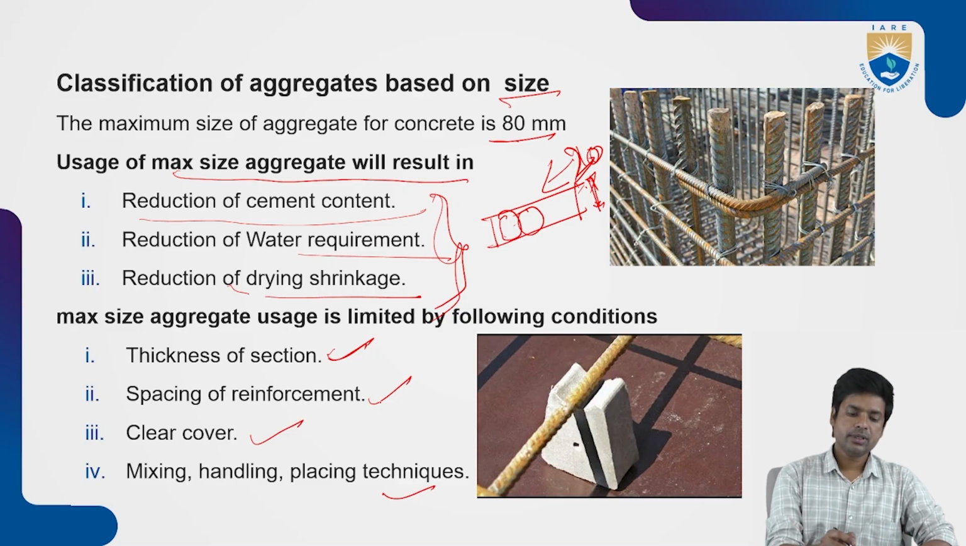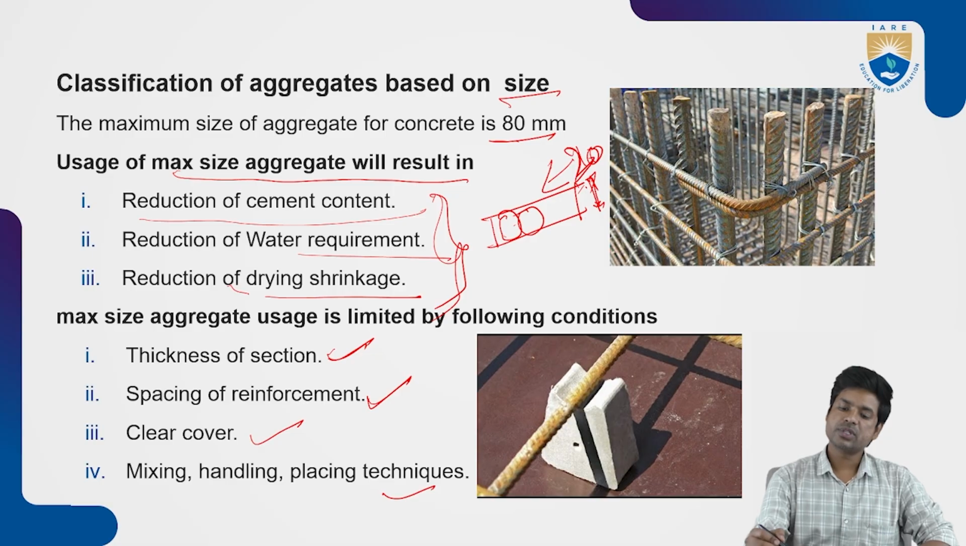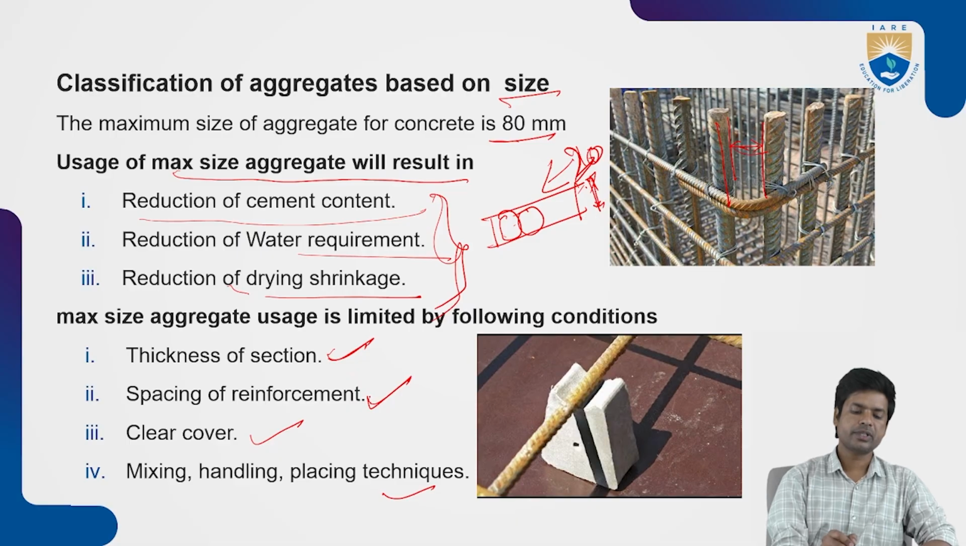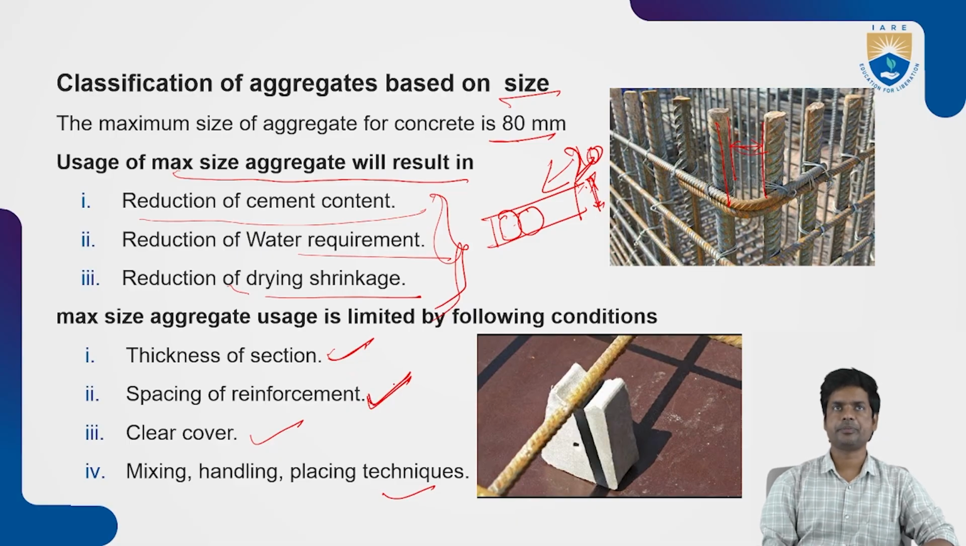Next one, spacing of reinforcement. Now if you see this picture, depending upon the spacing between these two reinforcement bars, we are going to choose the aggregates. If the spacing is less, then according to that we have to choose the maximum aggregate size.